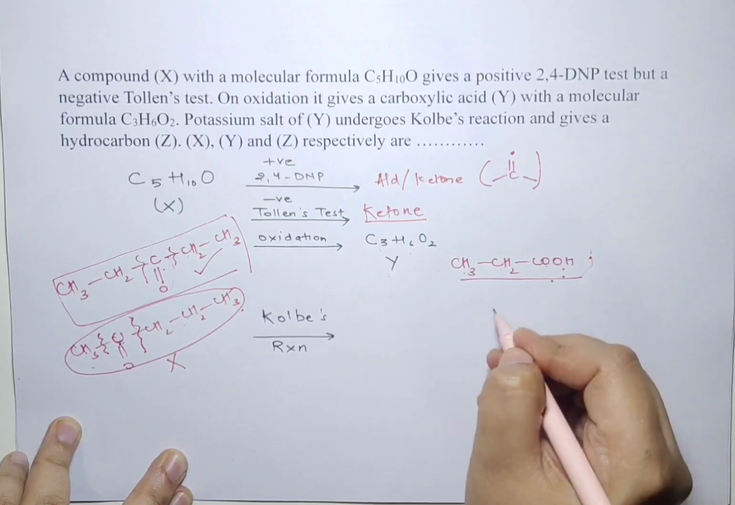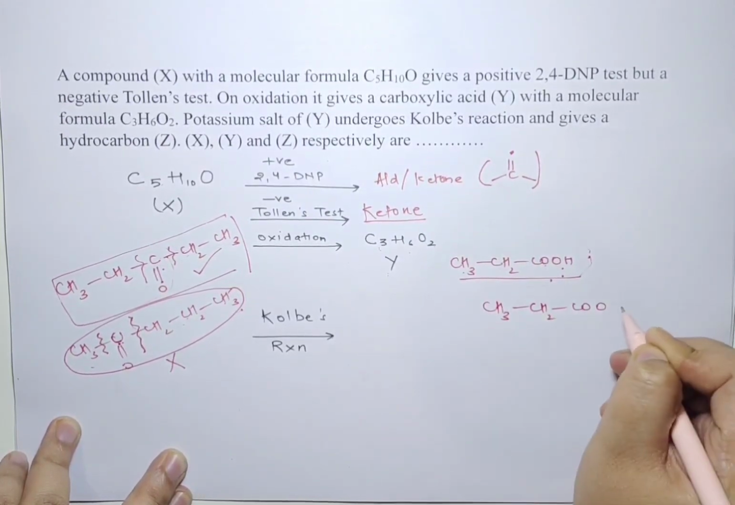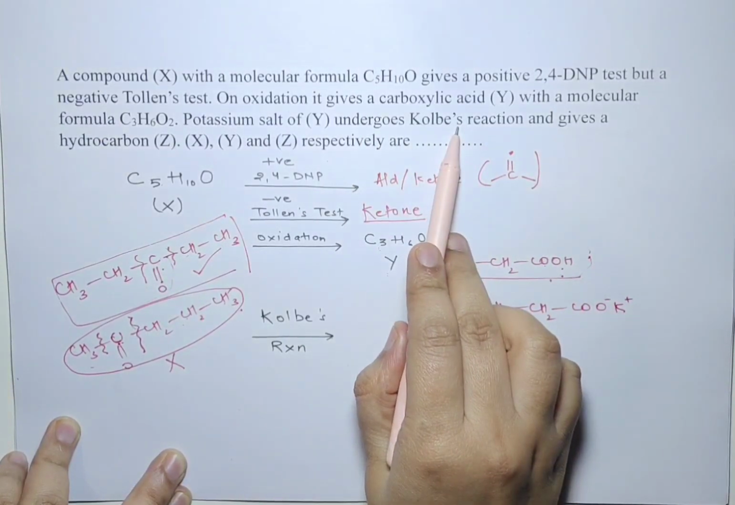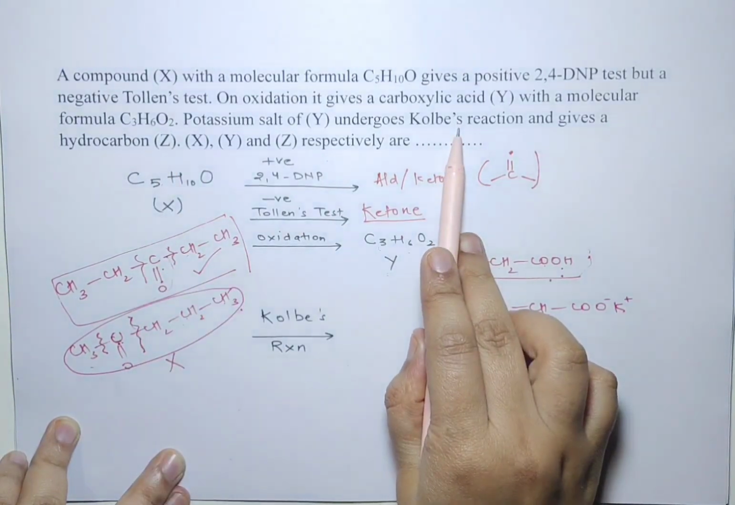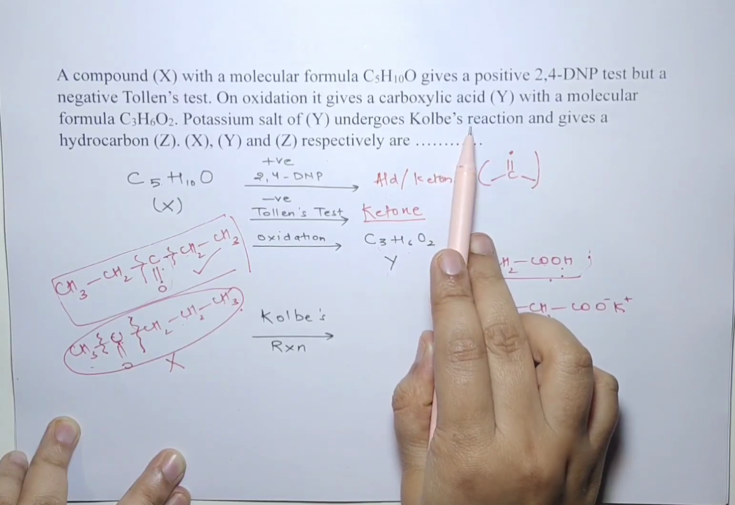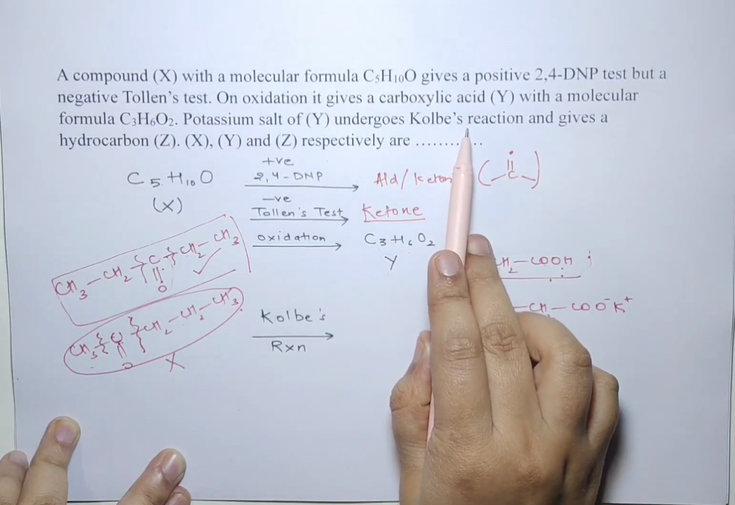So potassium salt of Y, that is your CH3CH2COOK, undergoes Kolbe's reaction and gives a hydrocarbon Z. Now this is not the Kolbe's reaction that is there in grade 12, that is the formation of salicylic acid. This Kolbe's reaction is the one from your grade 11, Kolbe's electrolysis.